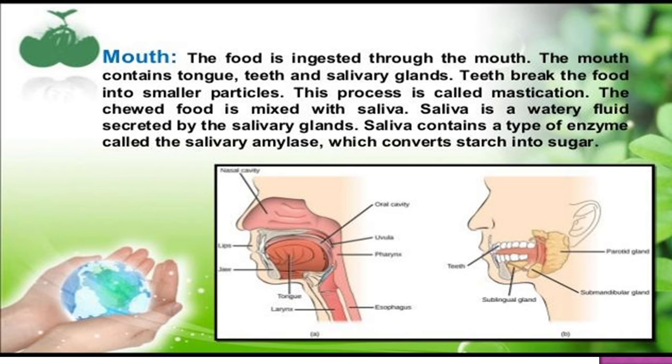Mouth. The food which we chew through the mouth contains the tongue, teeth, and salivary gland. Teeth break the food into smaller parts. This process is called mastication. And the chewed food is mixed with saliva, a watery fluid secreted by the salivary gland. Saliva contains an enzyme called salivary amylase, which converts starch into sugar.